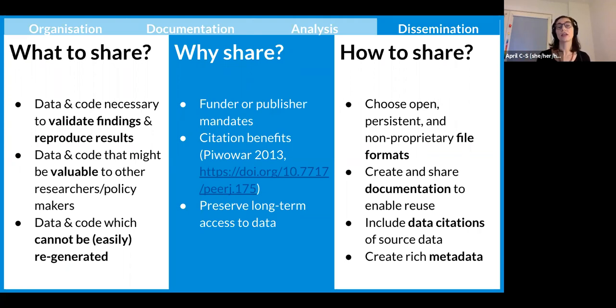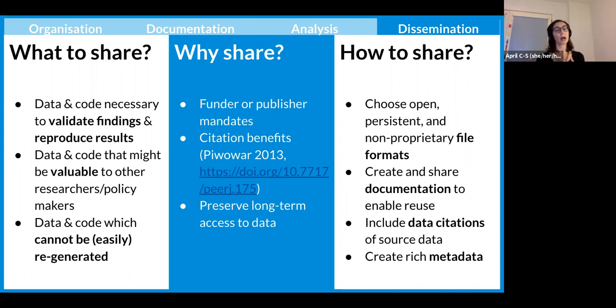Also share anything that you think could be useful for anyone else. So if you've come up with some code and it's really helped you out in your lab, think about sharing that because it will probably be useful to somebody else. Also share anything that's rare or not easily regenerated, so that we're not remaking the wheel and we're all using your resources in the best way for science.